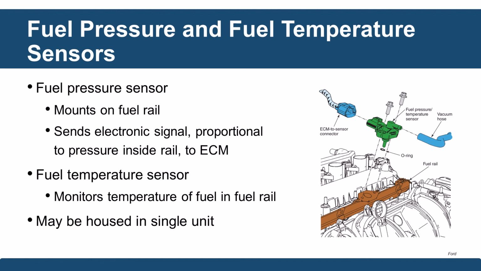The fuel pressure sensor is mounted on the rail, and it sends an electronic signal proportional to the pressure inside the rail to the ECM. We also have the fuel temperature sensor, and that monitors the temperature of the fuel in the fuel rail. And that may all be housed in one unit in many cases. As these sensors are upgraded, they get combined together into one unit.